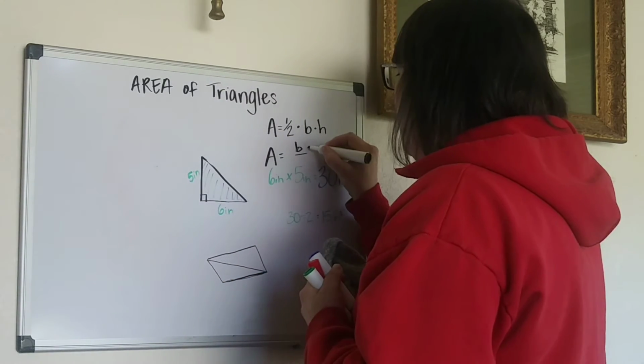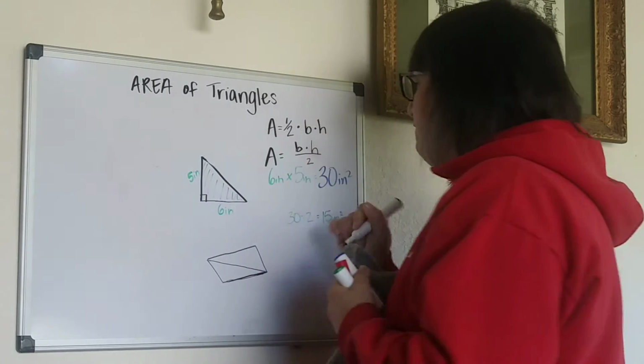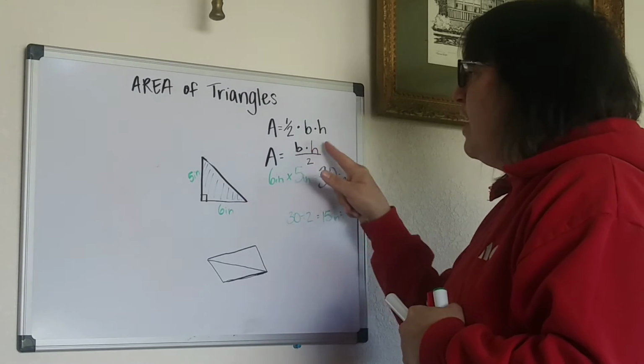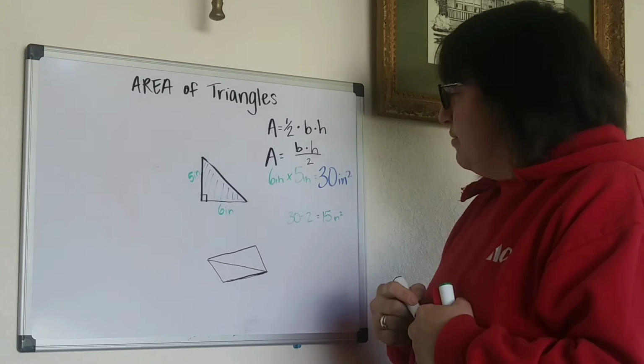You multiply your base times your height, and then, if you remember, the fraction bar just means divide. So basically solve that first, and then divide by 2. And there's your answer. Okay?